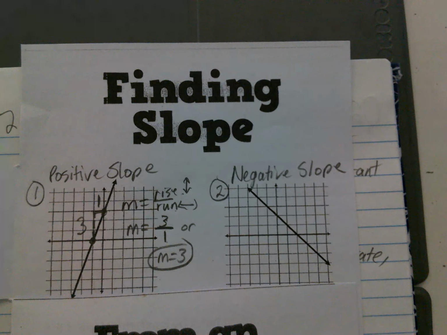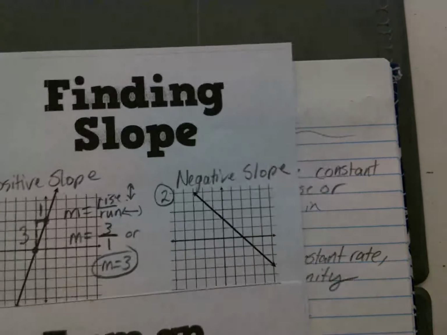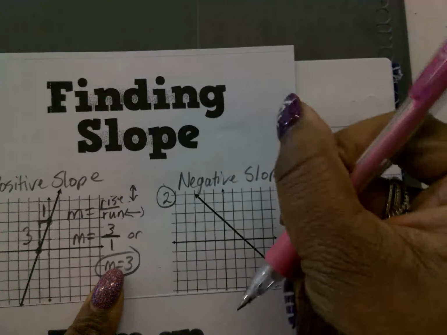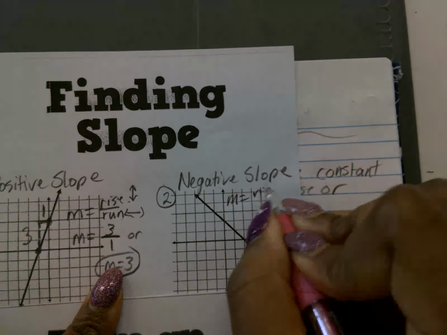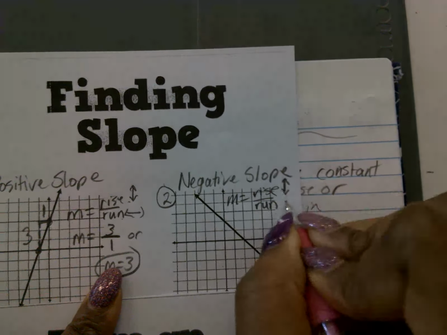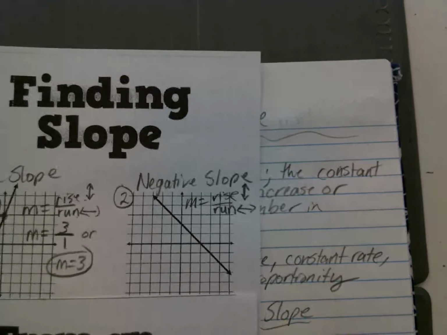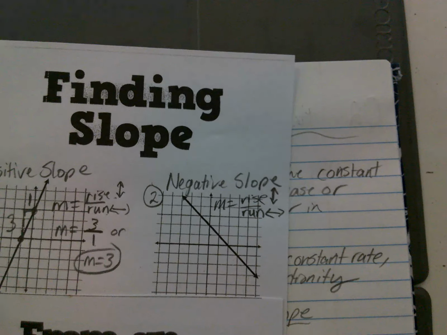All right, so let's do the second one. So we're going to use the same formula, rise over run. I'm going to have M, rise over run. Remember, rise is your up and down. Run is your left to right. Let's pick 2 points on the line. I know that my answer is going to be a negative this time, okay, because it's a negative slope.